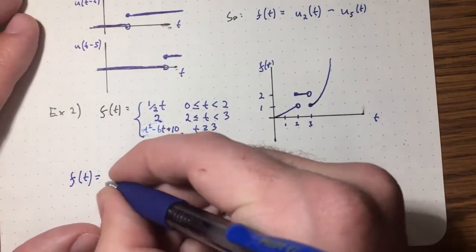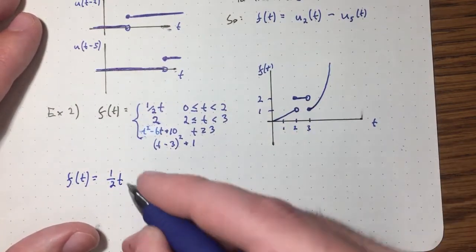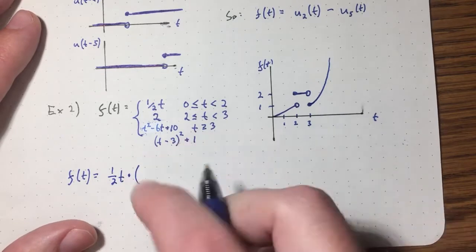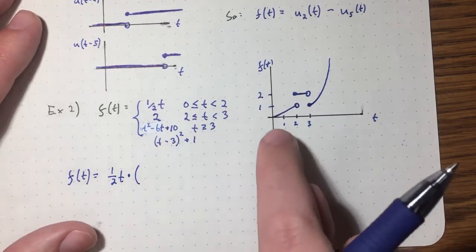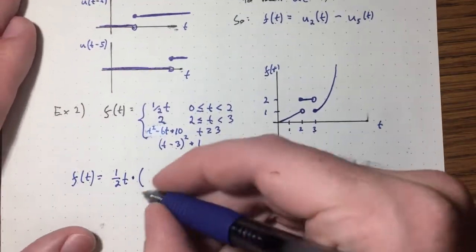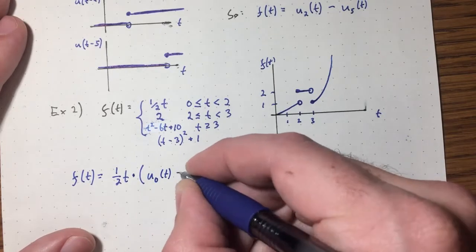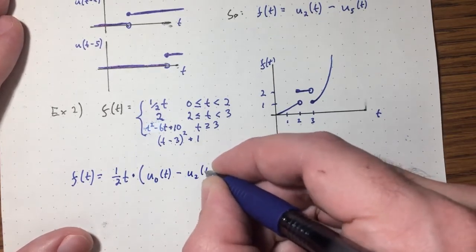So here's what I'm going to do. I'm going to start with 1/2 t, but I'm going to multiply that by a function that's 1 between 0 and 2 and 0 otherwise. In other words, a switch like this. So I'll multiply by u0 of t minus u2 of t.